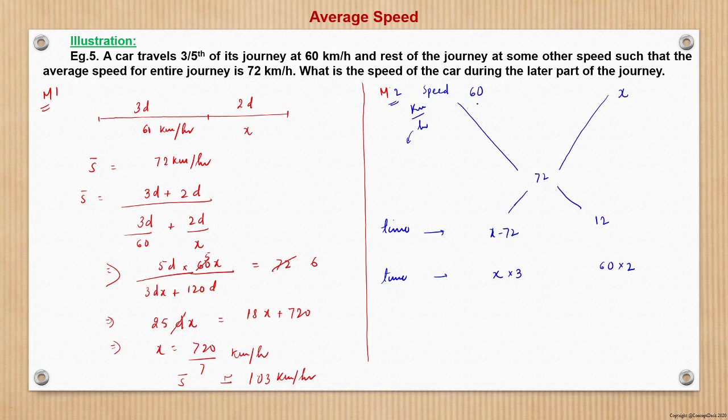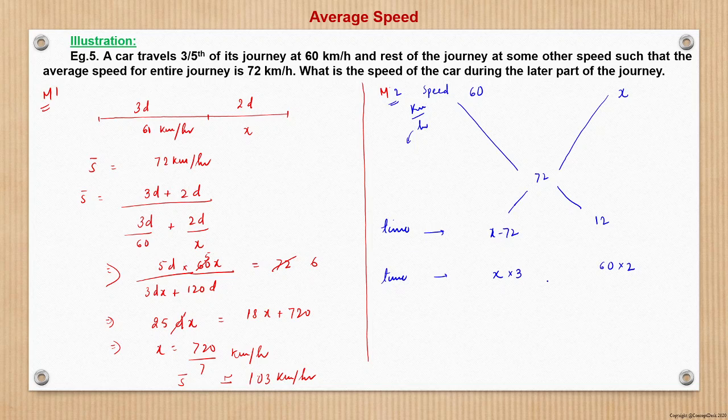Had the distances covered at 60 and x been the same, the ratio of the time would have been inverse, x and 60. However, since the distances in actual are not the same, those are in the ratio 3 is to 5, so we multiply the time with 3 and 5 to 2, right? 3 is to 2. So therefore here it becomes 3x and here it becomes 120.